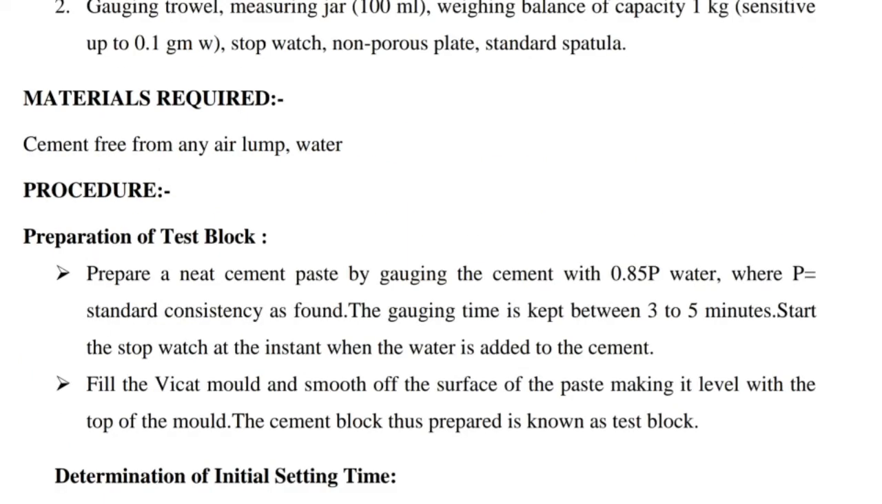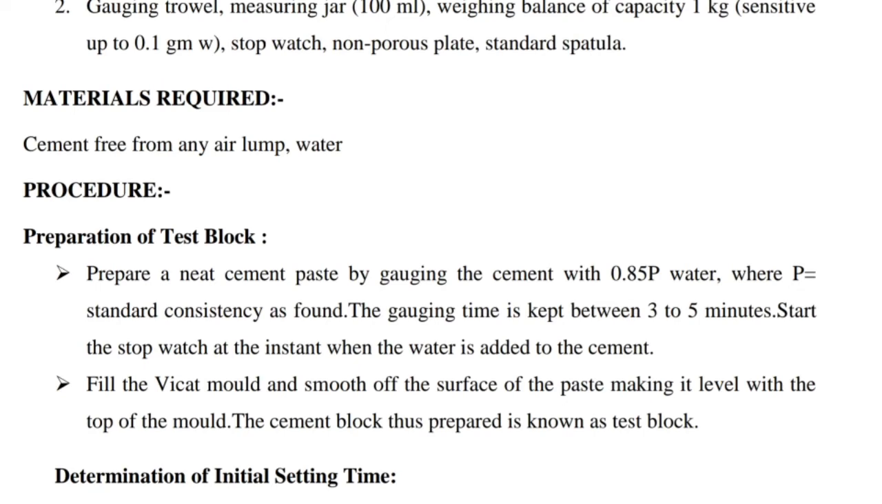Prepare a neat cement paste by gauging the cement with 0.85 P water, where P is equal to standard consistency as found. The gauging time is kept between 3 to 5 minutes. Start the stopwatch at the instant when the water is added to the cement. Next, fill the Vicat mold and smooth off the surface of the paste, making it level with the top of the mold. The cement block thus prepared is known as test block.